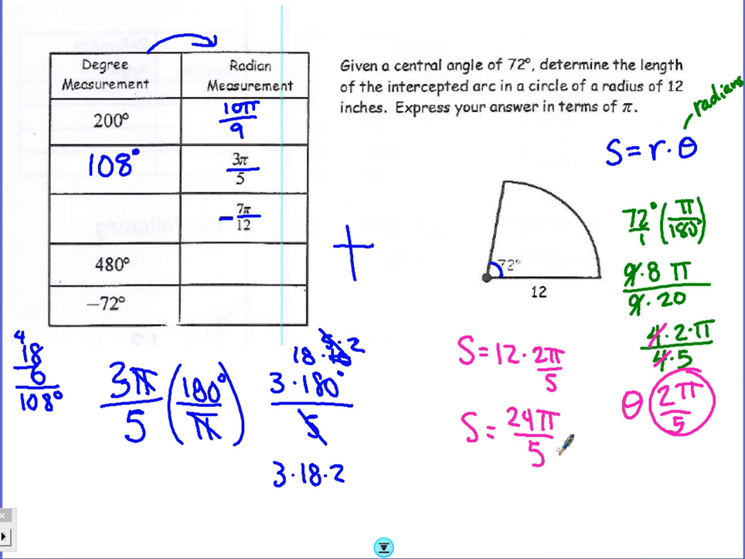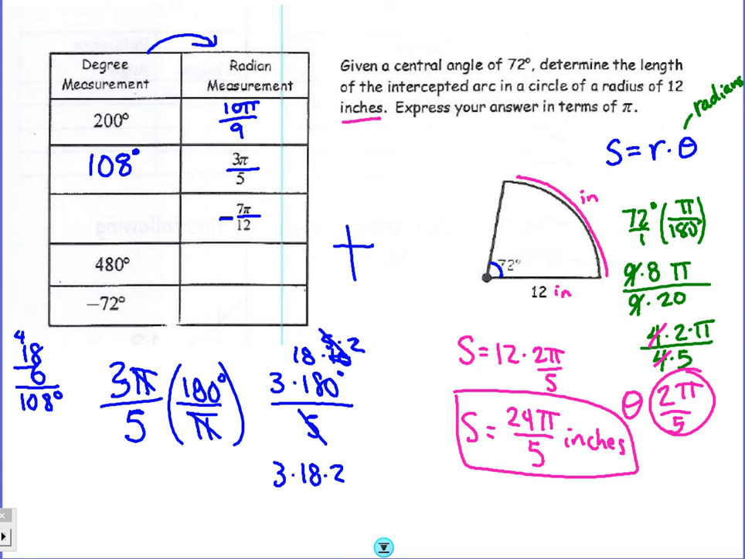So my arc length is that, and I want to use units if they gave me units. It says 12 inches, so this length is in inches. So 24 pi over 5 inches. And I'd rather have the exact answer than the approximate. If you were allowed to use a calculator, you could type that in. Remember, pi is just a number, 3.14159. But we would like the exact answer.